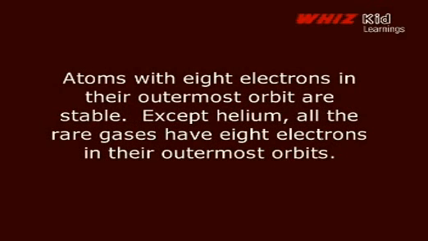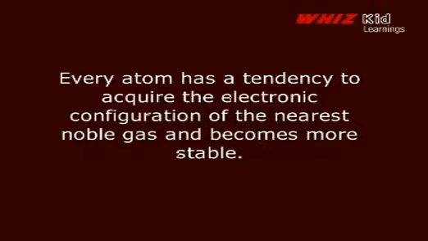Atoms with 8 electrons in their outermost orbit are stable. Except helium, all the rare gases have 8 electrons in their outermost orbits. Every atom has a tendency to acquire the electronic configuration of the nearest noble gas and becomes more stable.